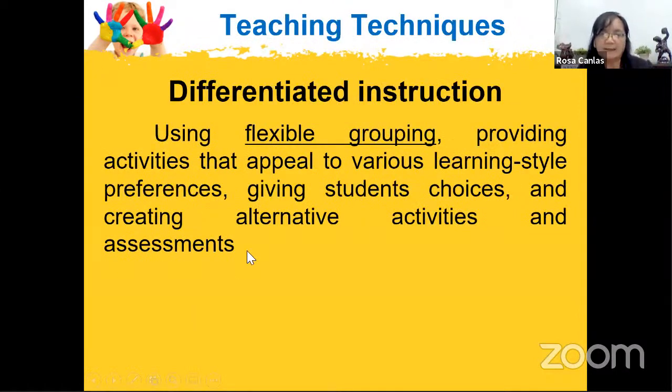Okay, so for the next technique and strategy, of course, this is very useful for every one of us, especially in regular and also in inclusive classroom, the differentiated instruction. So differentiated instruction is the way how we use some flexible grouping. We have to provide activities that appeal to various learning strategic preferences, and also we have to give alternative activities for students and assessment.